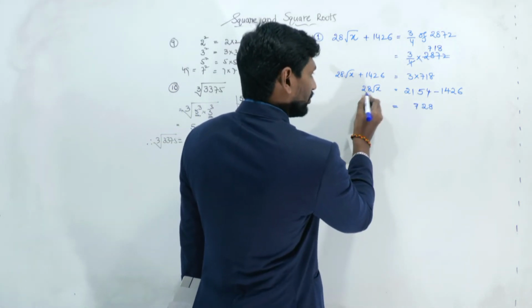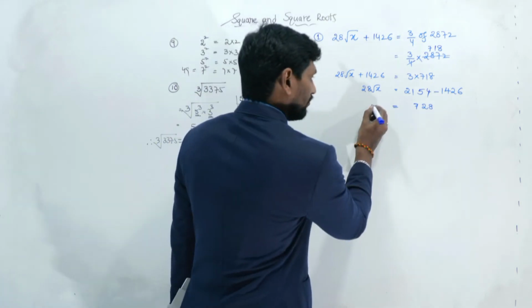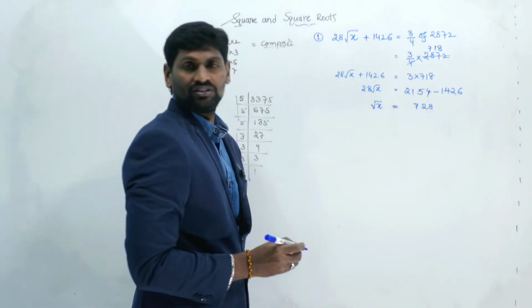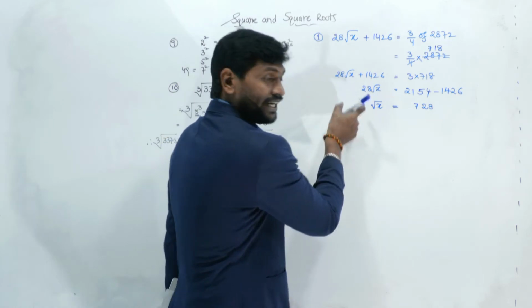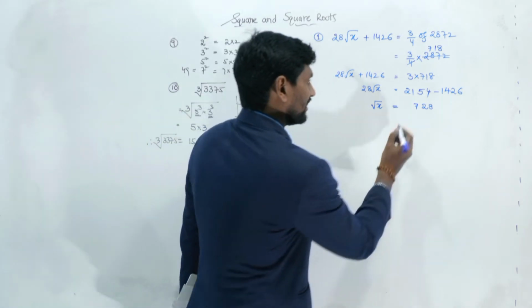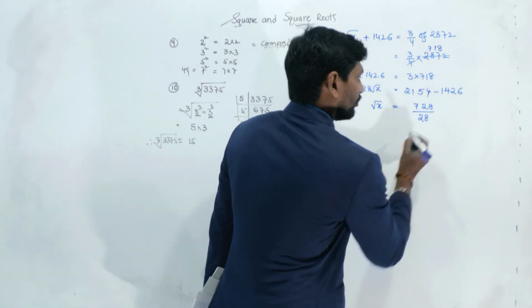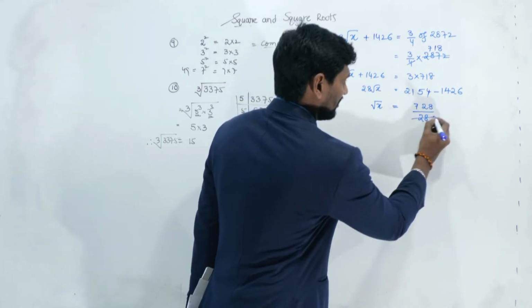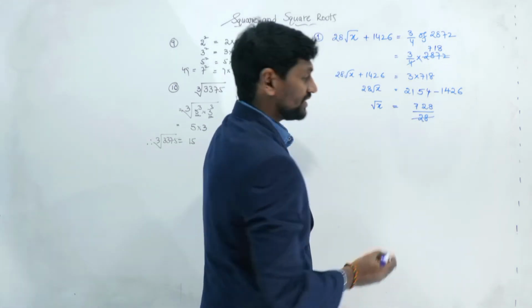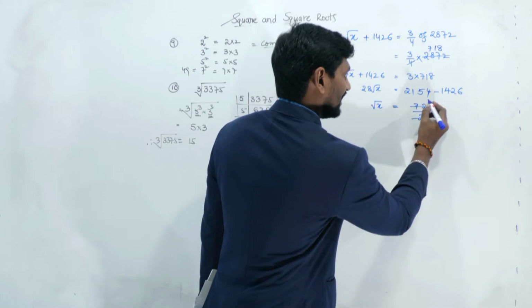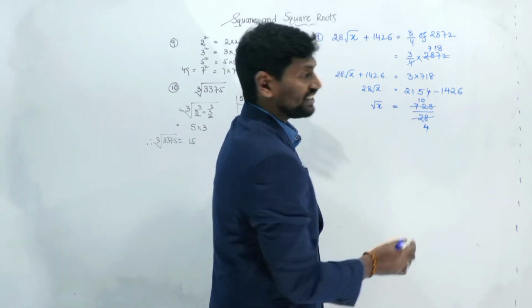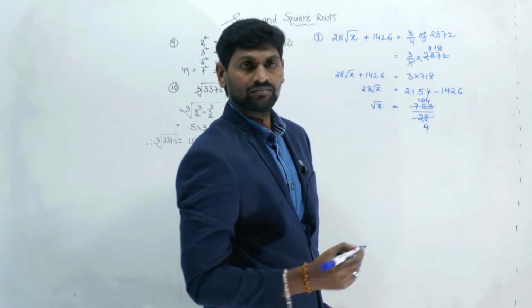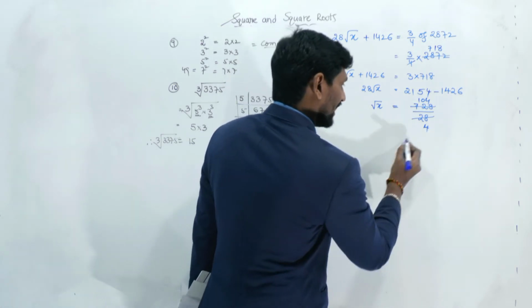This is 28 into root x value. But we need to find the x value now. So root x equals, 28 is multiplying here, transpose that side. 7 tables, 7 4s 28. Here 7 10s are 70, 7 4s 28. Again 4 table cancel here.